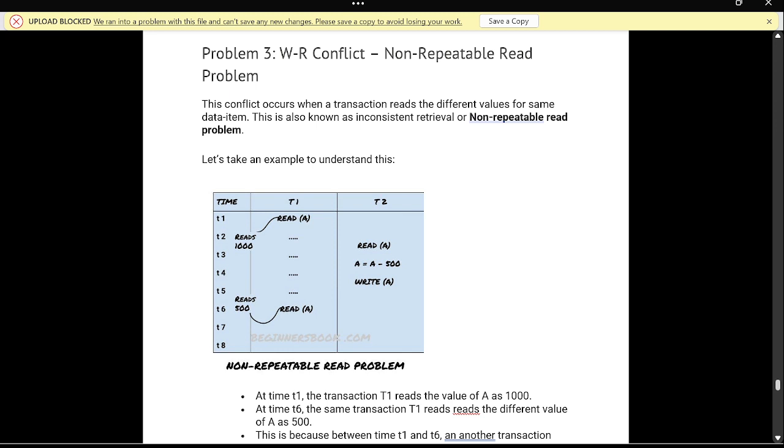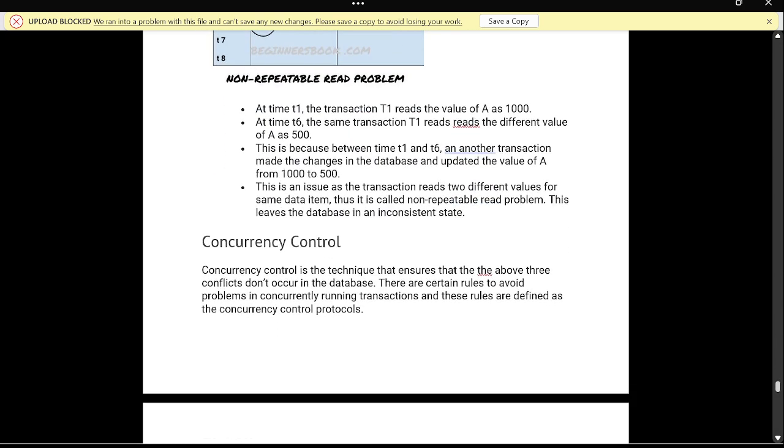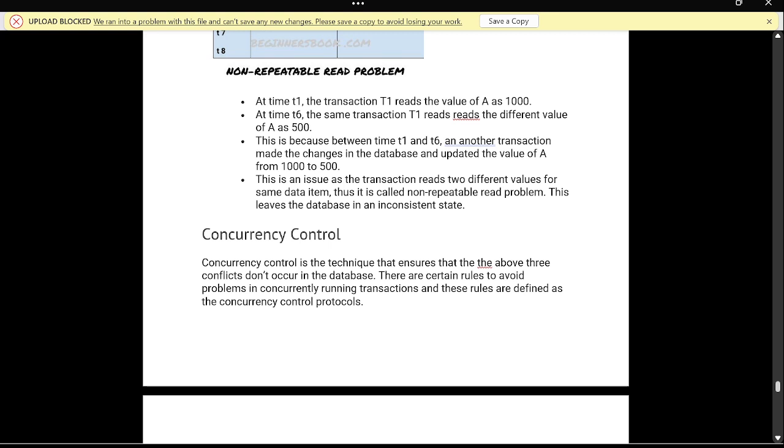A non-repeatable read problem. These are very rare. And why do these kinds of problems appear? Because your database does not have any concurrency control. These are the normal problems which we see if your database does not have any concurrency control.